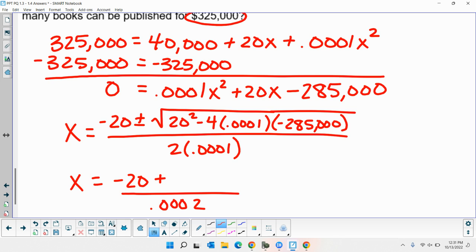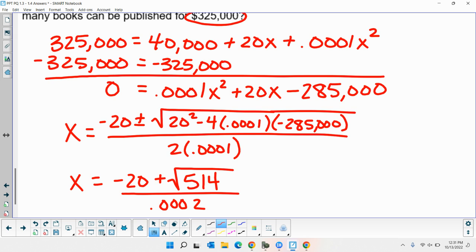Okay, and I would do it just like you've been doing all the other ones. Just leave your radical there for a minute and do that in your calculator. 20 squared minus 4 times all that. When you do all that, it comes out to 514. Okay?